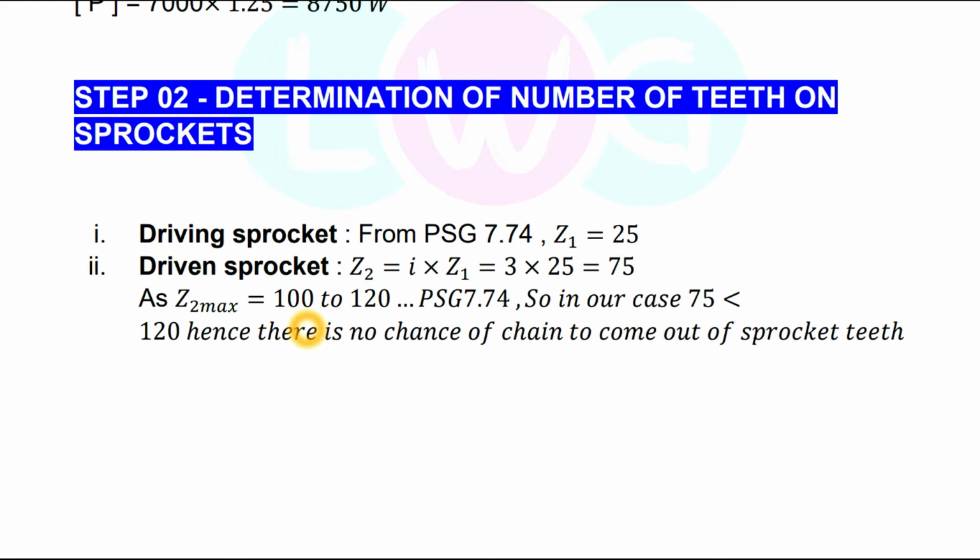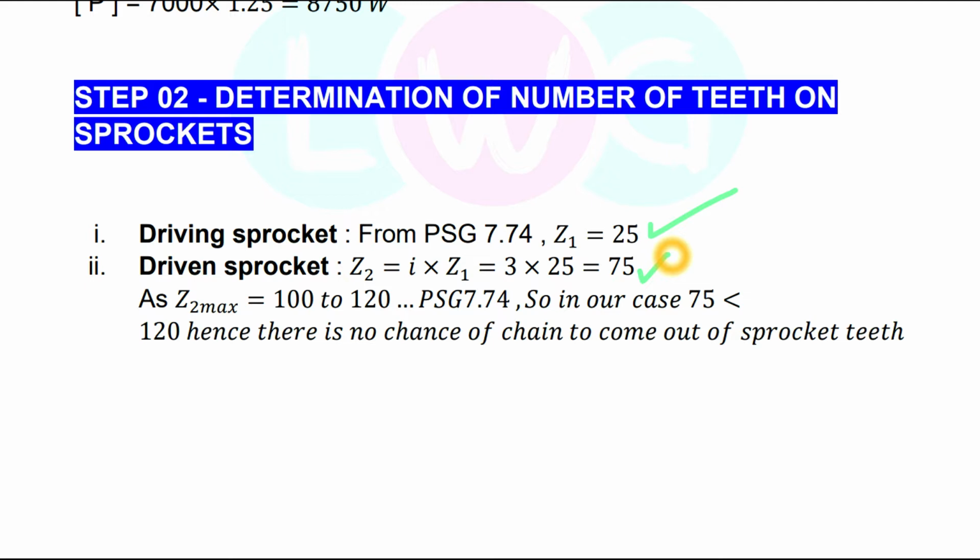Any value you can take. Okay, so we are taking 25 here. So next is the driven sprocket. For the driven sprocket, there is one formula: Z2 is equal to I into Z1. We know the transmission ratio is 3 and Z1 we got is 25. Multiply it, get the answer. So Z2 will be 75.